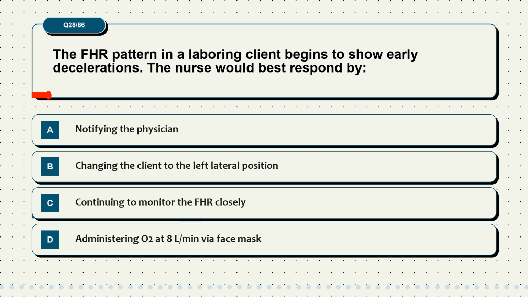Question 28. The FHR pattern in a laboring client begins to show early decelerations. The nurse would best respond by, here are the options. Option A. Notifying the physician. Option B. Changing the client to the left lateral position. Option C. Continuing to monitor the FHR closely. Option D. Administering O2 at 8 L/min via face mask.